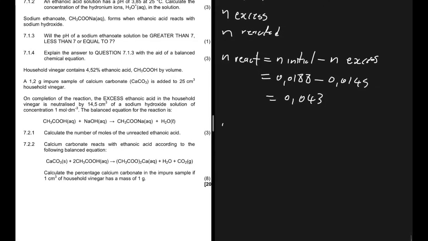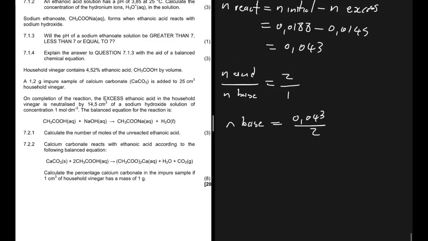So we can say that the number of moles of our acid divided by the number of moles of our base is equal to the balancing coefficient of the acid, which is 2, and for the base it is 1. So the number of moles of the base equals 0.043 divided by 2. If I do that, let me see what I get. It's giving me 0.00215.